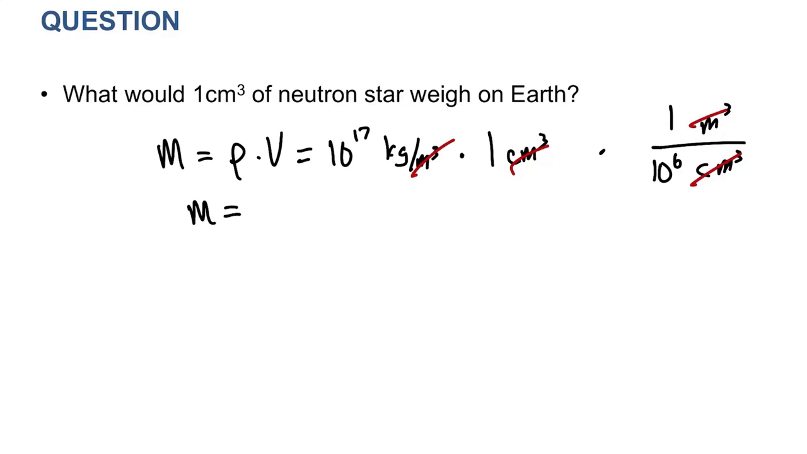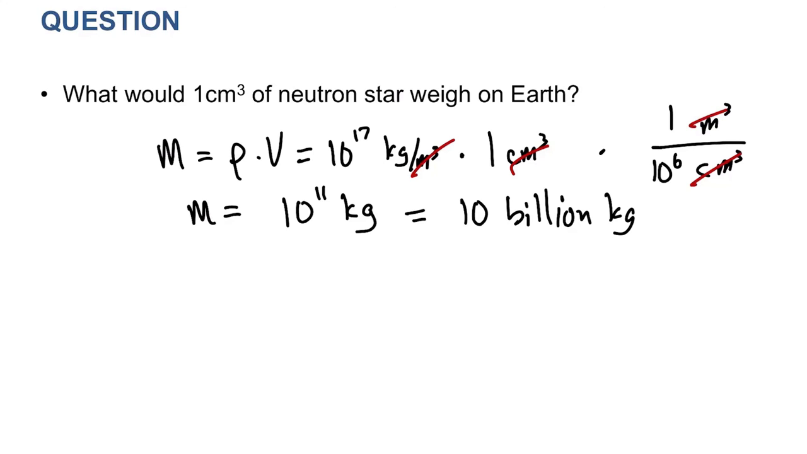And so 10 to the 17 divided by 10 to the 6, again, this is easy. You can do this without a calculator. If you're dividing two numbers with just exponents, you can just subtract the exponents. 17 minus 6 is 11. This is 10 to the 11 kilograms. That's a 1 with 11 zeros after it. This is 100 billion kilograms. This is roughly the mass of Mount Everest, all compressed down into the volume of a sugar cube.